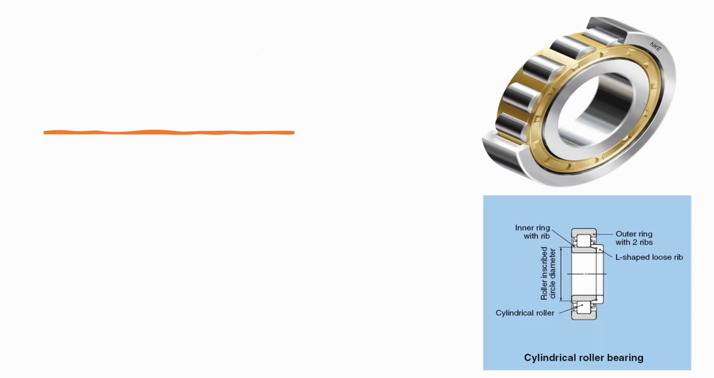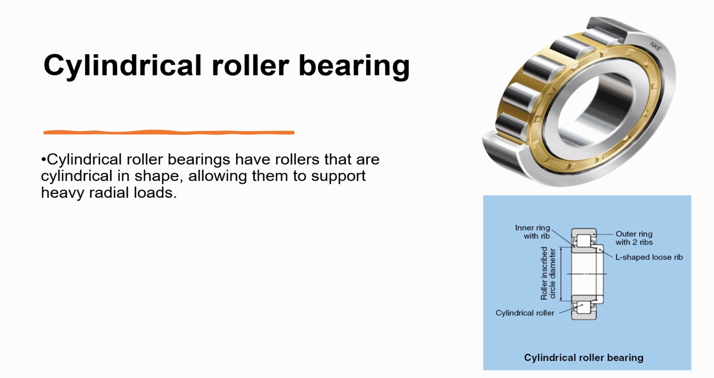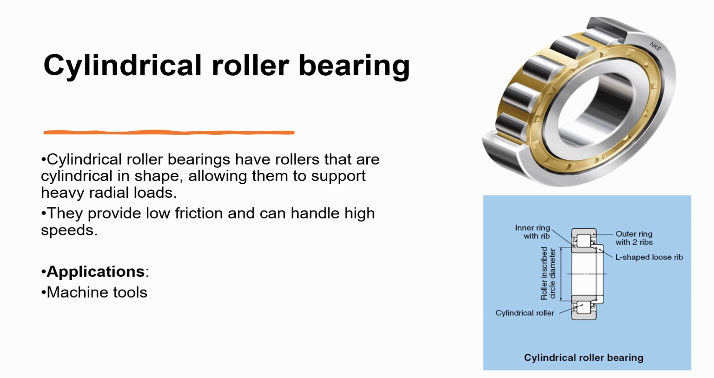Cylindrical roller bearings have rollers that are cylindrical in shape, allowing them to support heavy radial loads. They provide low friction and can handle high speeds. Applications: machine tools, electric motors, steel mills.